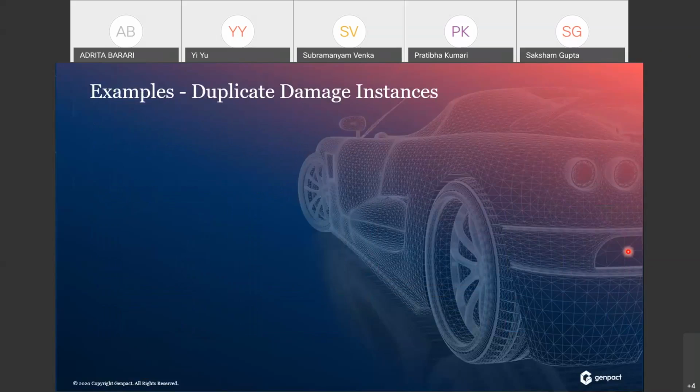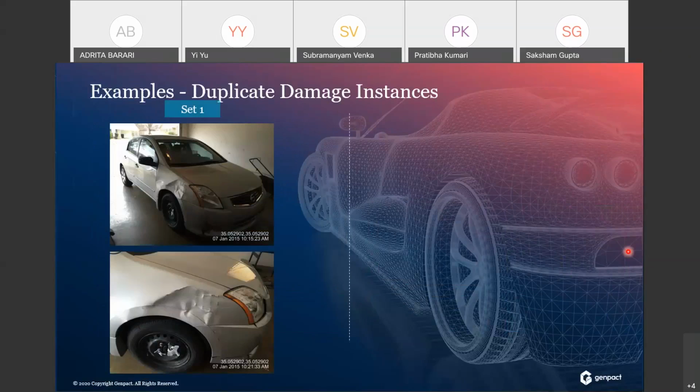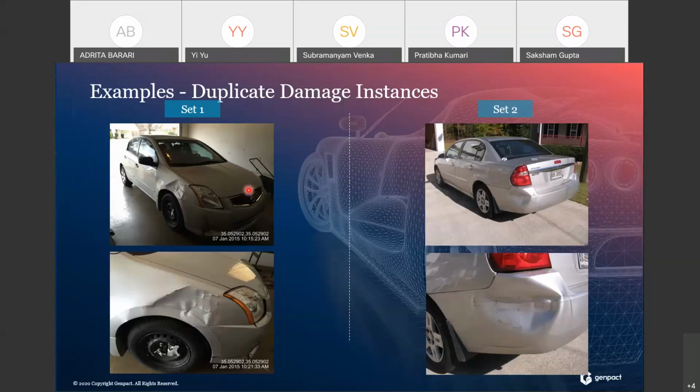So let me give you two examples of two different sets of images that we work with. So here we see set one of images. This is a car and we are viewing it from the front right corner. This is a more right view of the car and we see that there is a damage over here. So again, in this second example, we see another car. And again, here we are viewing this from the rear left corner. Whereas in this image, we are trying to zoom in on this damage which is there.